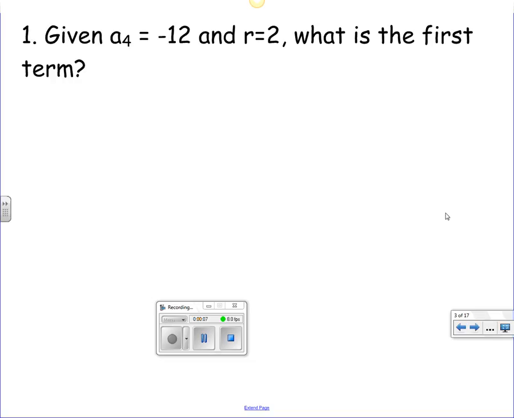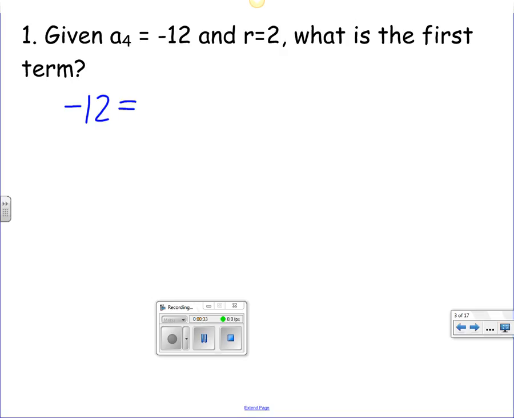Right, number one: given A4 is negative 12 and R equals 2, what is the first term? So we're going to use the geometric formula because it's got an R in it. So what's going to go in for AN? Anybody? Negative 12 equals... so AN is negative 12. Do we know A1? Nope.